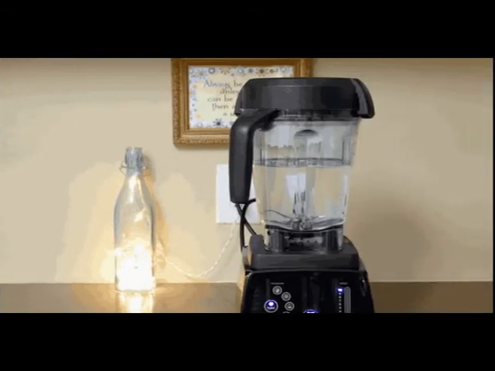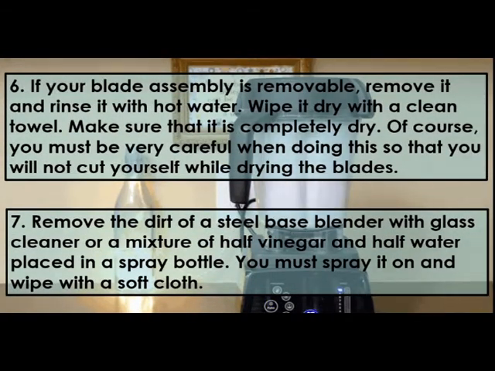Alright? So for step 6, if your blade assembly is removable, remove it and rinse it with hot water. Wipe it dry with a clean towel. So you will also need a towel. Aside from that, make sure that it is completely dry, and of course, you must be very careful when doing this so that you will not cut yourself while drying the blade. So again, if you think that you have to touch or clean the blade, make sure that you already unplug the blender from the electric socket.